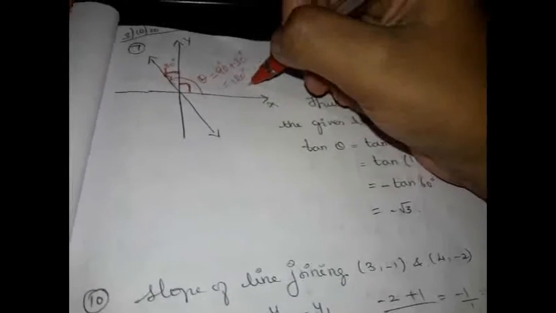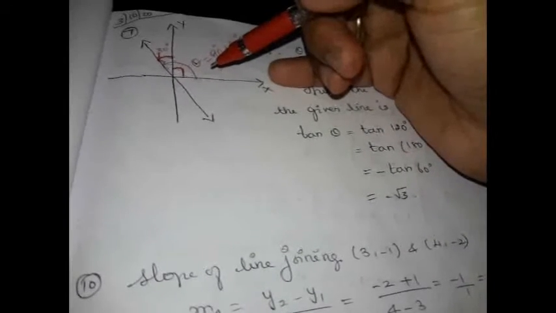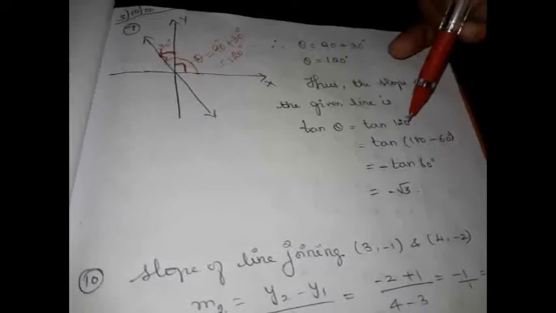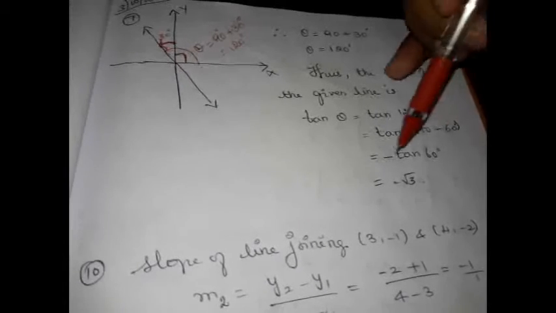So we got our theta. So what is going to be our tan theta? When we know the inclination, how will you find your slope? Slope is tan theta. So tan theta is equal to tan 120. Tan 120, how will you obtain? 180 minus 60, which is nothing but minus tan 60. Tan of 180 minus 60, hope you remember all these things we have learnt in our trigonometry.